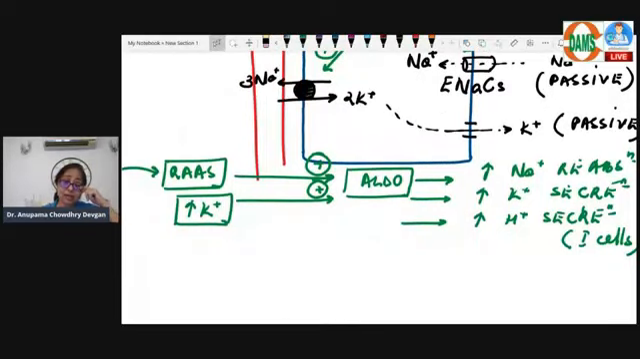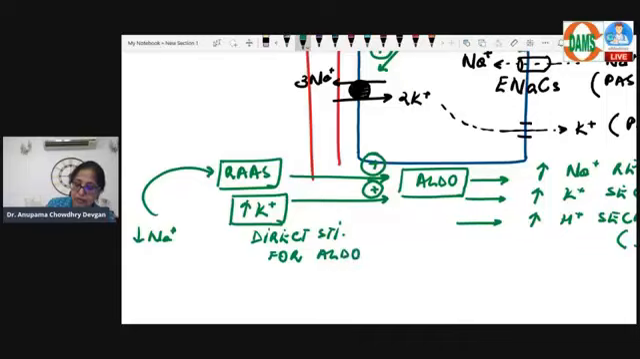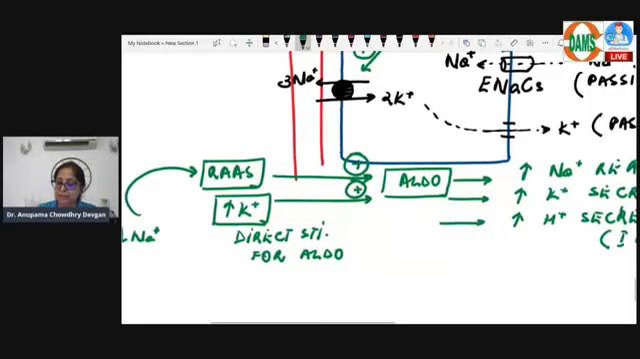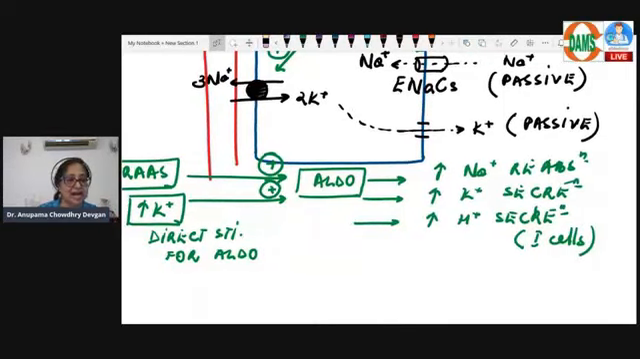But increase in potassium can directly increase aldosterone. Please remember, decrease in sodium will cause increase in renin. Renin will increase aldosterone. But increase in potassium will directly increase aldosterone. Increase in potassium is a direct stimulus for aldosterone increase. Aldosterone will also increase the H plus secretion, but that is the action on the I cells.